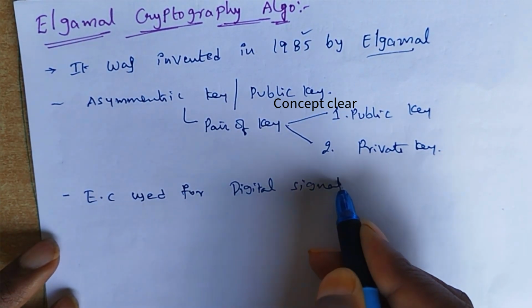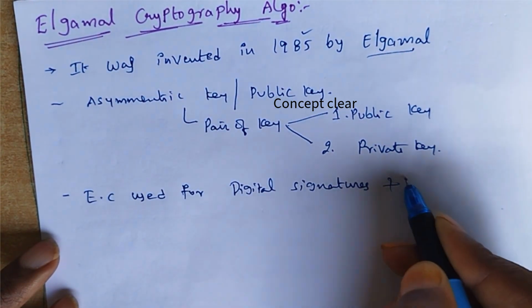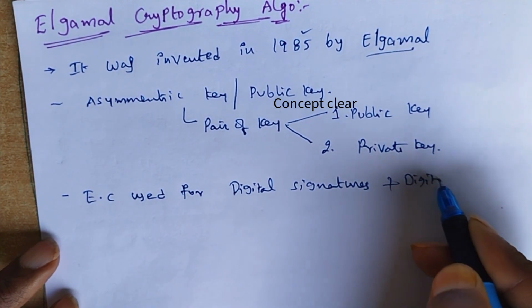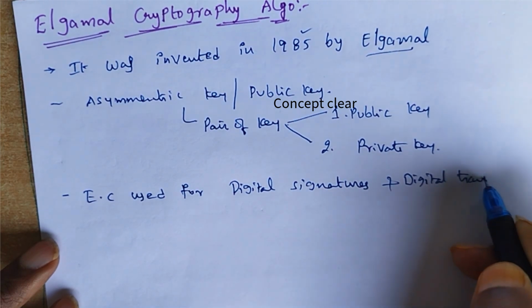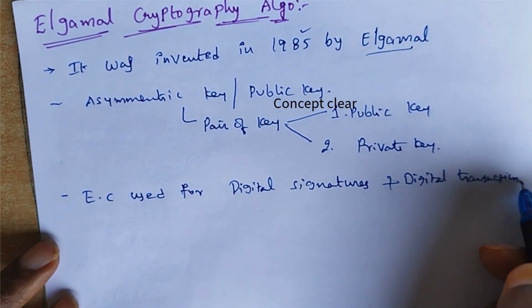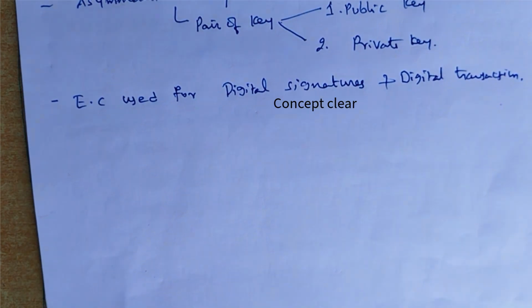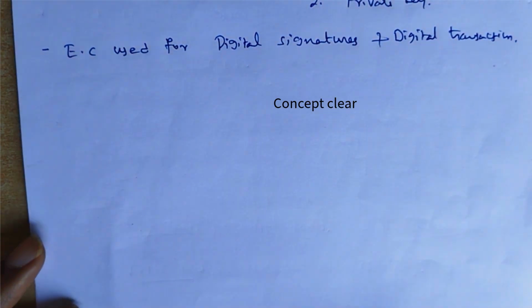Digital signatures and digital transactions, meaning online transactions. Okay, clear? Next, in the ElGamal algorithm, we have mainly three steps.